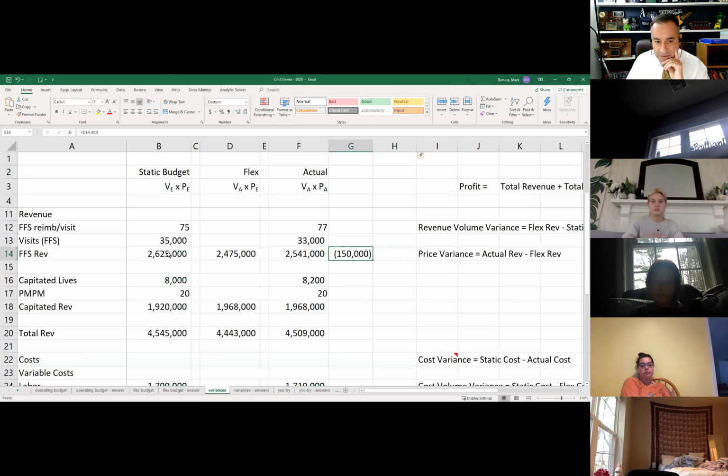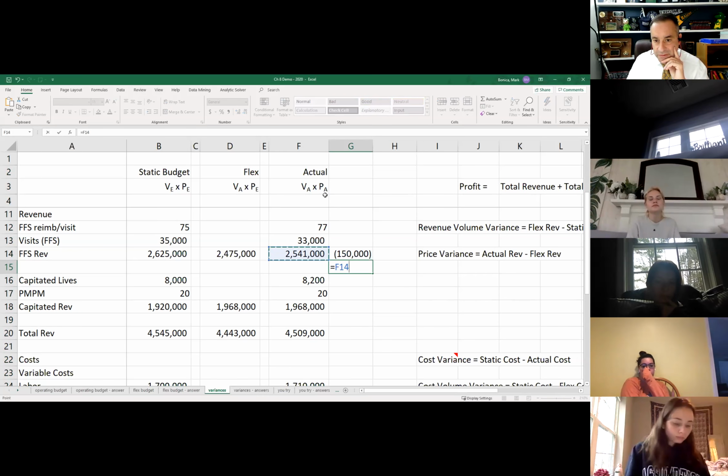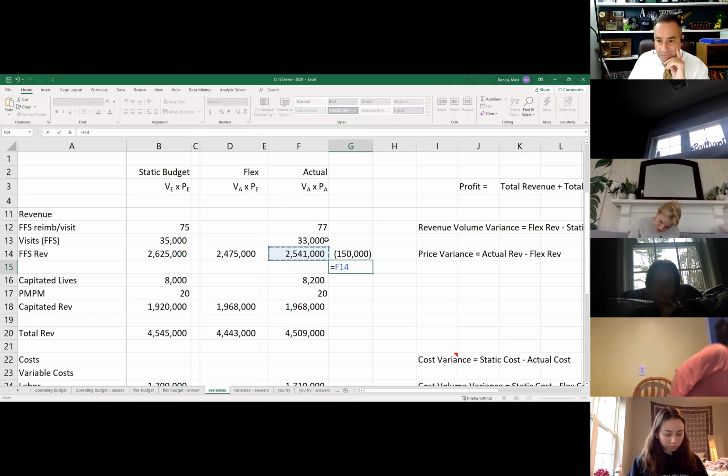So the difference between the static and the actual is explained in part by the change in volume, but it's also explained by a change in the price. If we think 150,000 of this is the result of a change in volume, what was the dollar effect of the change in price? Well, the price is actually higher, so we would expect to see a positive variance for that. To get that, we compare the actual versus the flex. Between actual and flex, they both use the actual volume, but the actual column uses the actual price and the flex uses the expected price. So we're holding volume constant and varying price.